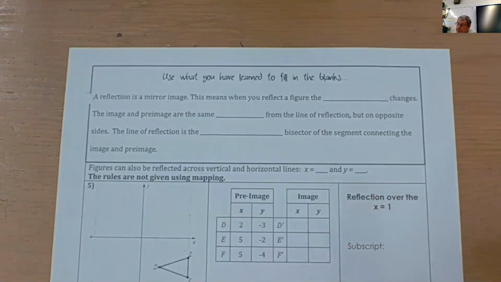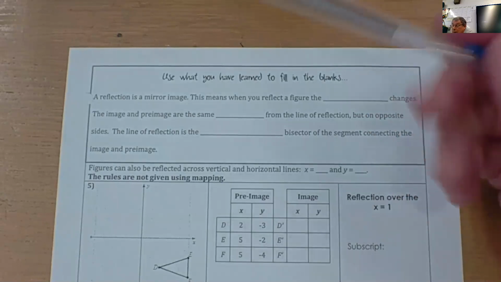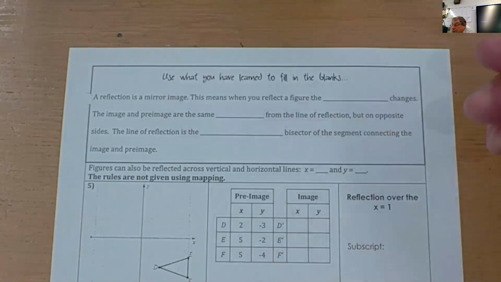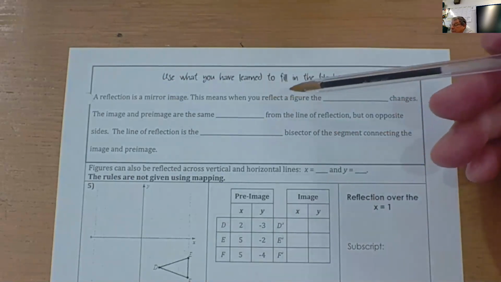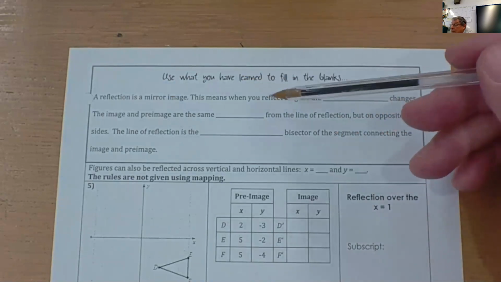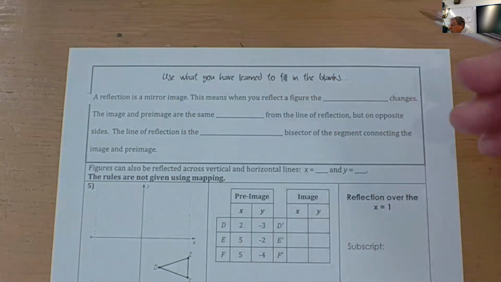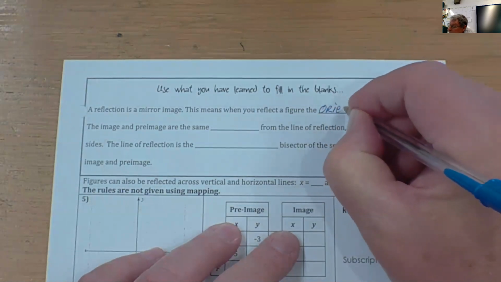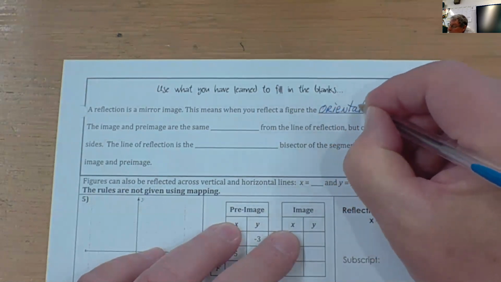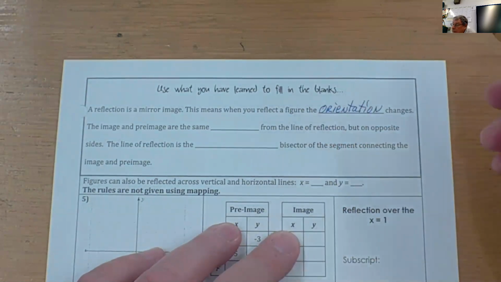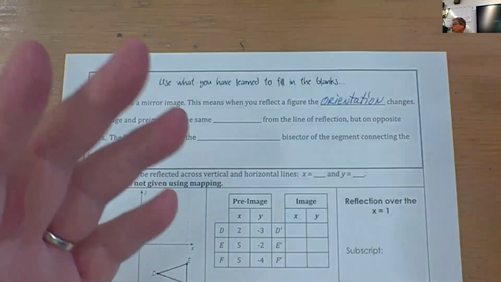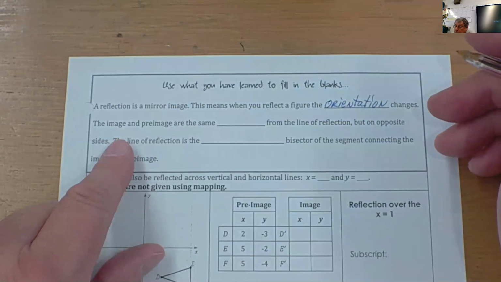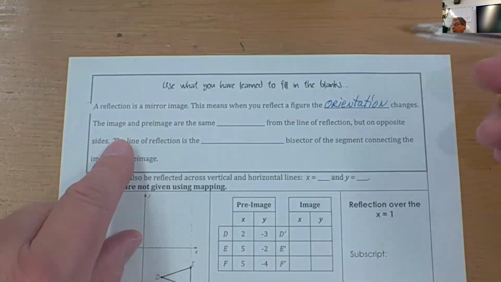All right. Now we're going to use what we learned to fill in the blanks. A reflection is a mirror image. This means that when you reflect a figure, the orientation changes, like it does in the mirror. That line of reflection is also called the mirror line.